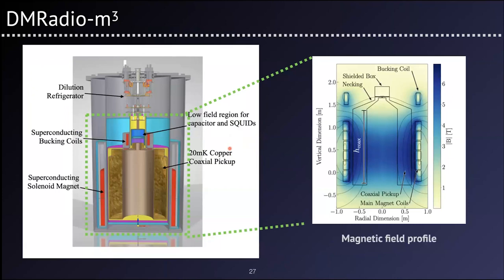And so to give you a sense of what this experiment will actually look like, here we have our superconducting solenoidal magnet and a 20 millikelvin copper coaxial pickup. This also shows the dilution refrigerator, a low field region for the SQUIDs, as well as the superconducting bucking coils. And so zooming in on this region, we recently came out with a paper which includes this image, which shows the magnetic field profile for that magnet.